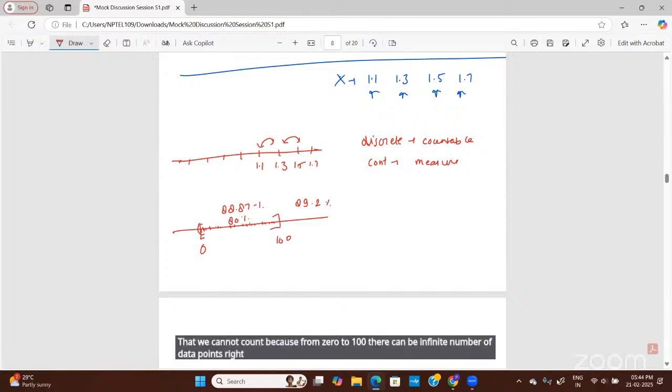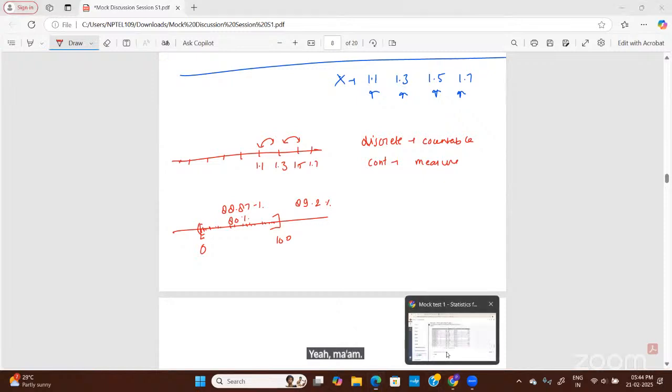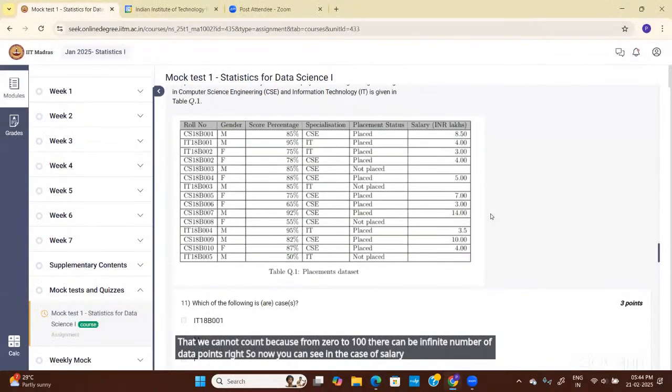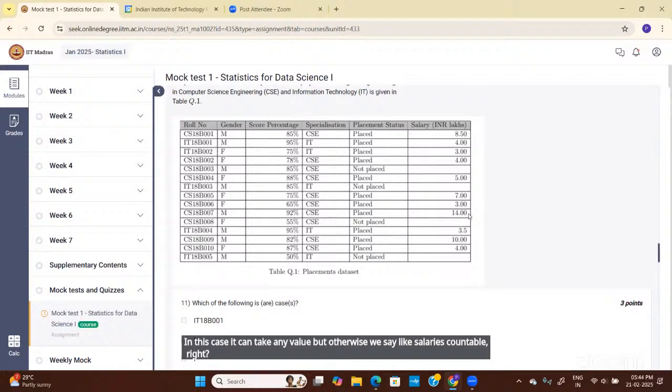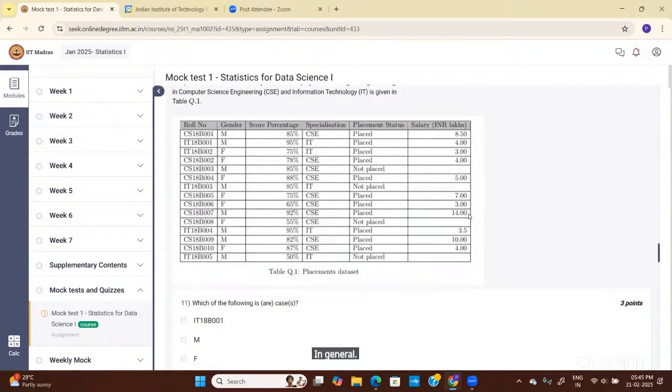So now you can see in the case of salary, it can take any value, right? It is 8.54 or maybe 4.6, so it can take any value. But otherwise, we say like salary is countable, right? In general, salary countable.